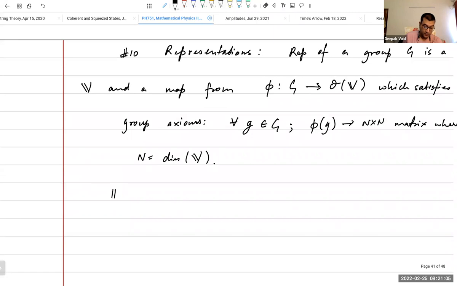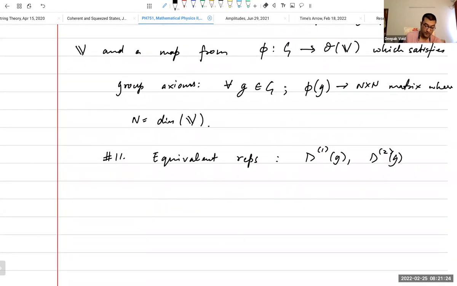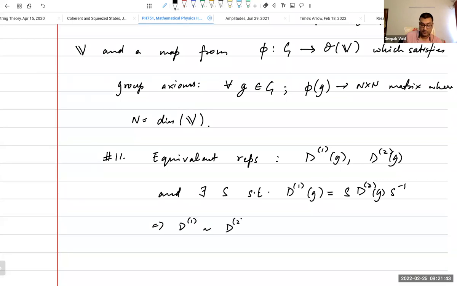And then, when we are on the topic of representations, we have the concept of equivalent representation. So two different representations are equivalent if you can relate them via a similarity transformation. So if you have two representations of a group, let's say D1 and D2, and there exists some matrix S such that the elements of one representation can be written in this form, this implies that the two representations are equivalent.